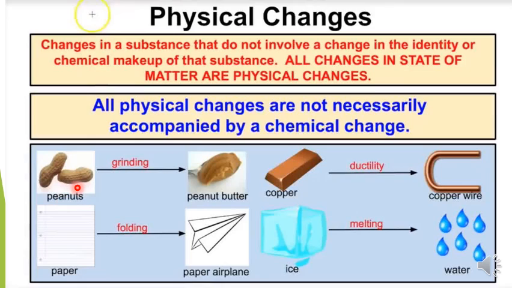For example, peanuts. By grinding the peanuts, we can get peanut butter. Paper. By folding the paper, we can make a paper aeroplane. These all are the processes: grinding, folding, melting, ductility. Ductility means copper is heated and converted into copper wire. Then melting of ice into water drops. Here you can see the physical changes. Physical properties of the substance are changed. So these all are examples of physical change.